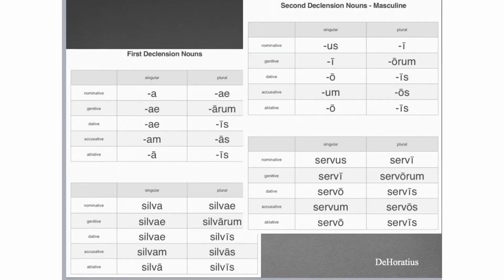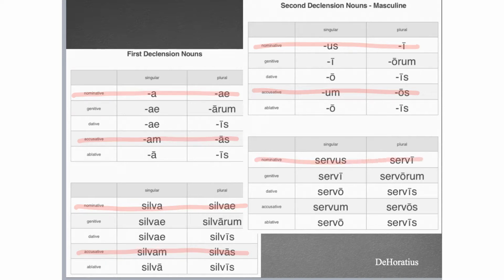All right, here are those endings that I was talking about. So really, we're going to be focusing on the nominative and the accusative. All right, the nominative and the accusative. All right, so you'll learn the other ones as we go on, but we're going to begin with these two.